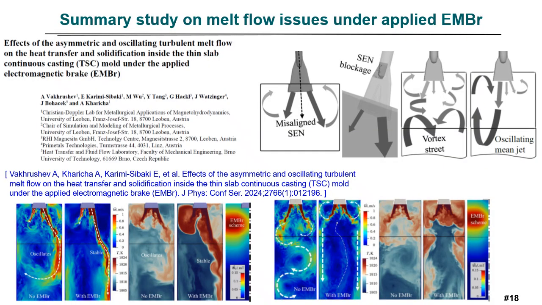In our studies, we have systematized the effects from the applied electromagnetic braking in relation to different flow issues which can occur in the continuous casting mold. They can result, for example, from a misaligned submerged entry nozzle, or due to its partial blockage during clogging, or because of formation of natural melt fluctuations in the form of vortex street or single oscillating jet in the transversal direction between the narrow walls.